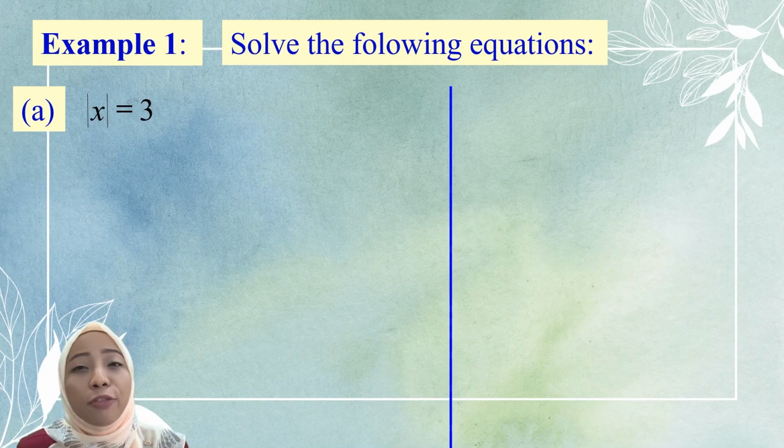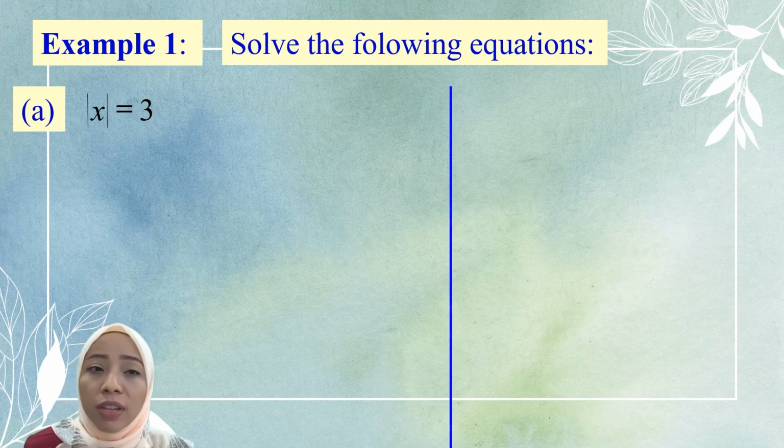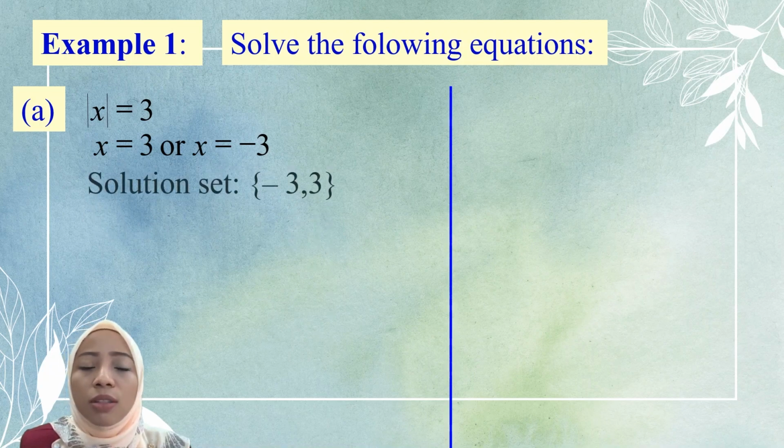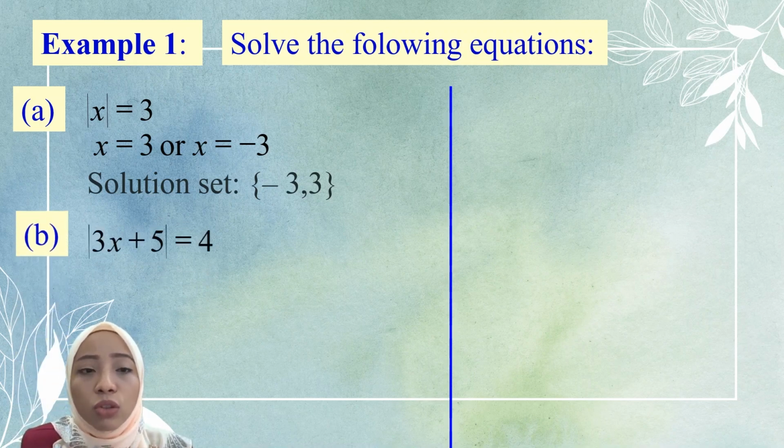Let's solve the following equation. Given to us absolute value x equals to 3. So it means that x can be 3 or x can be negative 3. So our answer can be written as this. Second example, given to us absolute value 3x plus 5 equals to 4.